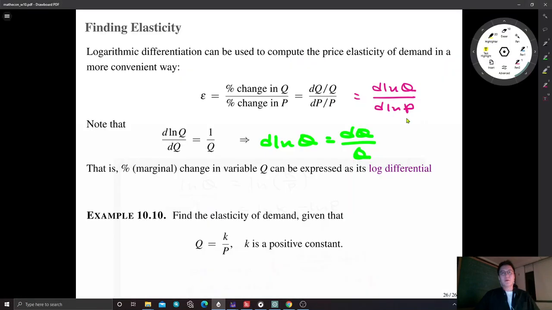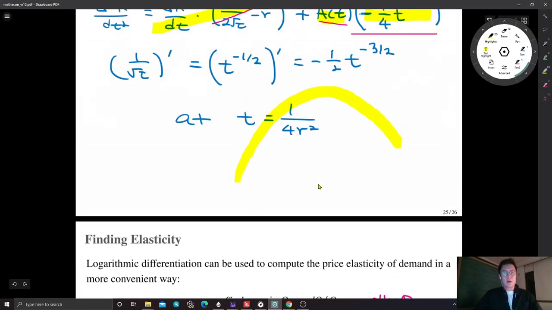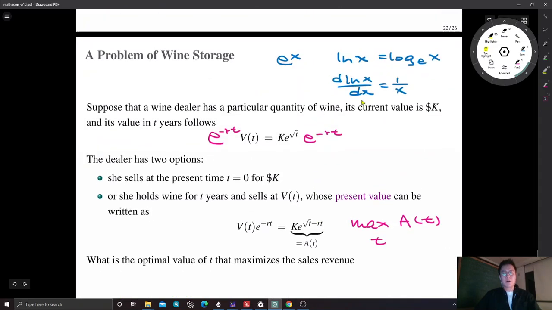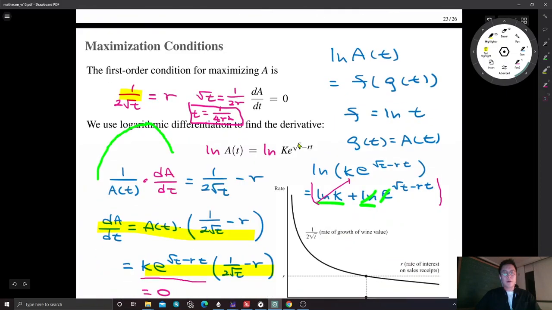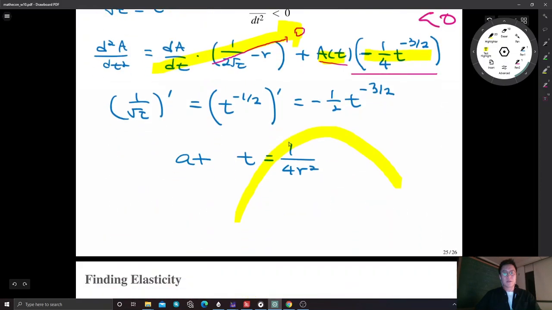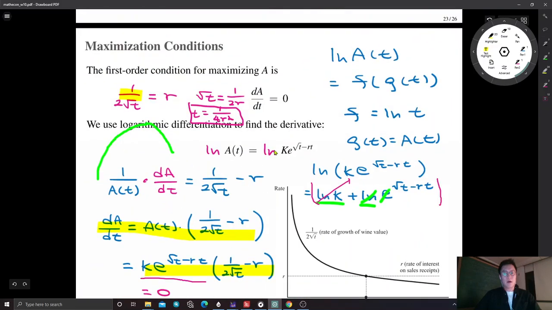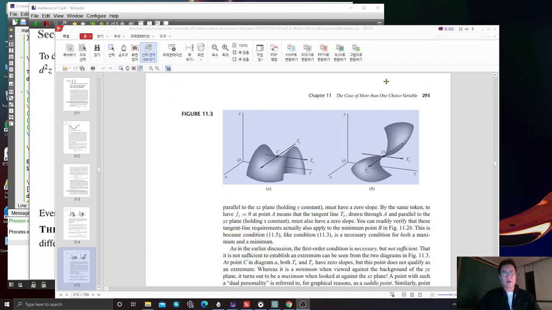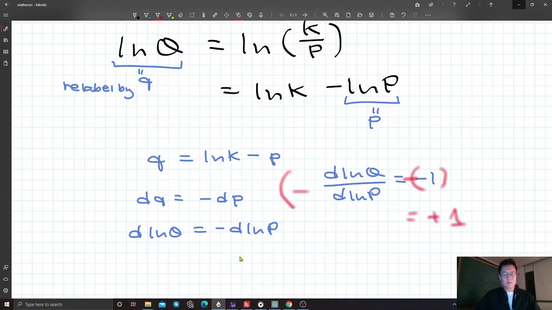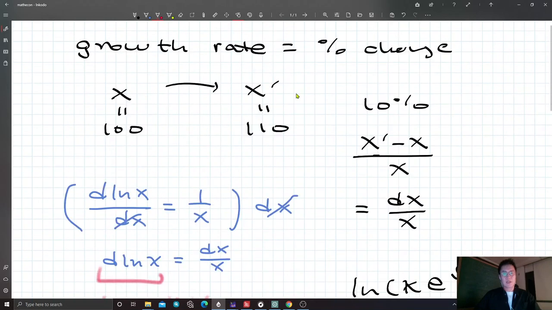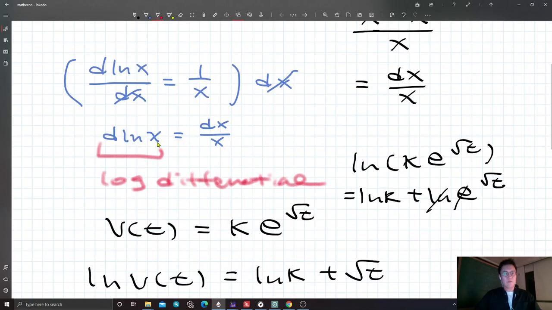So in this video, I illustrated how the derivative of a natural logarithm is used in economic problems. The punchline of this video is that the growth rate of some variable is the same as its log differential.